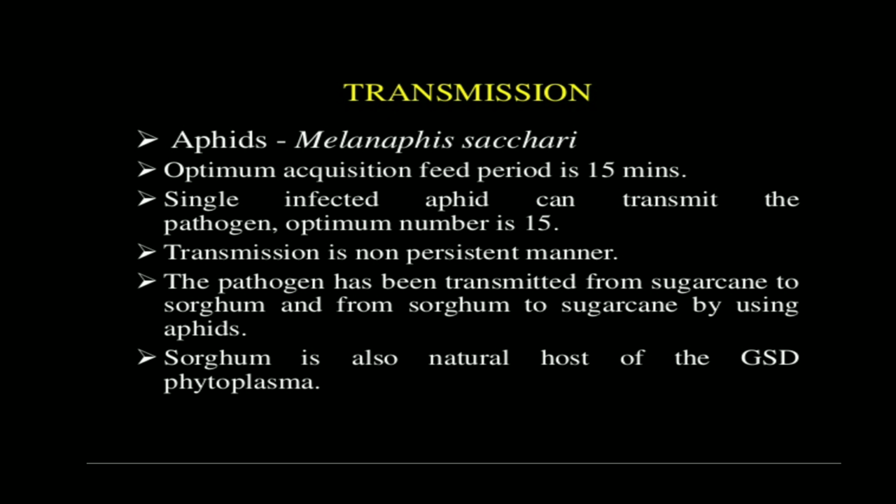The pathogen has been transmitted from sugarcane to sorghum, and from sorghum to sugarcane, by using the aphids, right? So there will be a cycle of this disease. If the aphid feeds on the sugarcane, that aphid will transmit the disease from the sugarcane to the sorghum, and again from sorghum to the sugarcane. In this way the cycle takes place between these two different plants. So sorghum is also a natural host of GSD phytoplasma. This phytoplasma also causes the disease on sorghum.